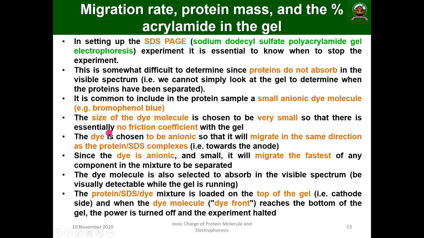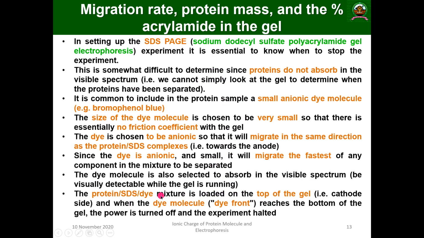The dye should be anionic also because SDS is anionic and the protein also is going towards the anode. Since the dye is anionic and small, it will migrate fastest of any component in the mixture to be separated. The dye molecule is also selected to absorb in the visible spectrum, so it is visually detectable while the gel is running. We can see while the gel is running where the molecule has reached from the top to bottom.